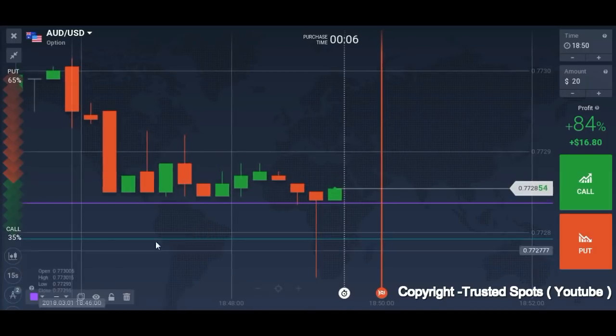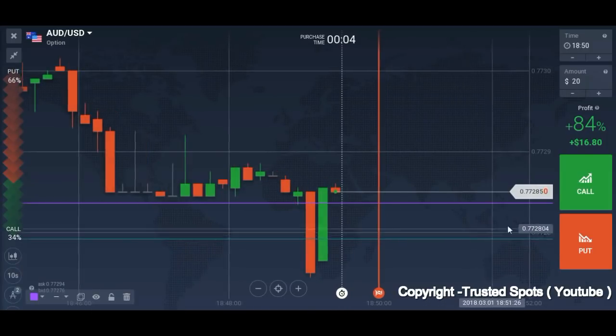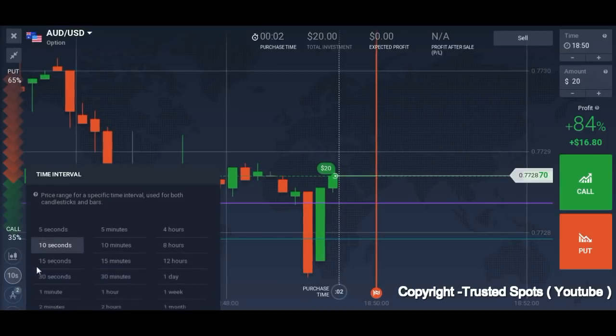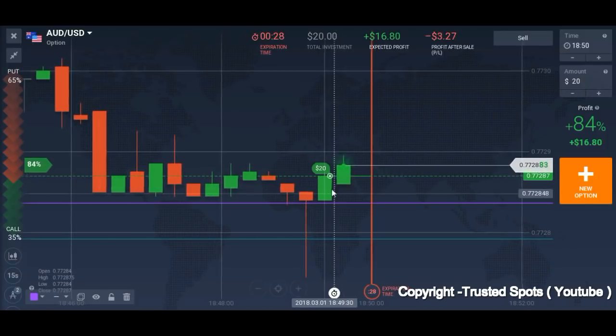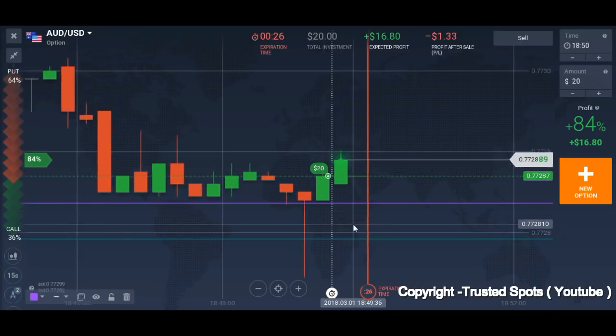Let me check it in the 10-second. Okay, it's a confirmation. I will place the trade. I don't want to miss the trade. We have got the confirmation. You can see we have placed our trade with the confirmation. Let's wait for the results.